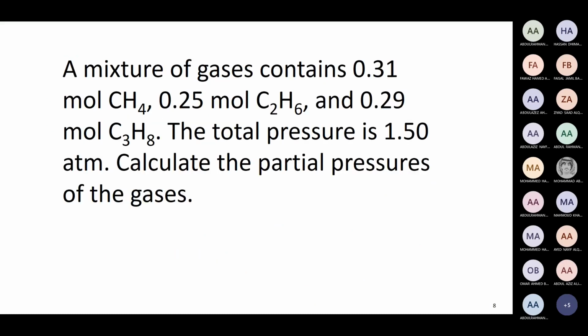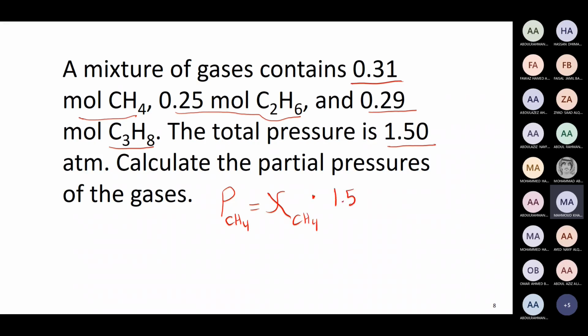Okay, good. A mixture of gases contain 0.31 mole CH4, 0.25 mole C2H6, and 0.29 mole C3H8. The total pressure is 1.5. Calculate the partial pressure of each component. Now, what's the relation that we're going to use? P of X is equal to what? Pi over P total. Let's say that the pressure of CH4 equal to this letter X, CH4 times the 1.50. What do we call this X? A mole fraction. Mole fraction, exactly.